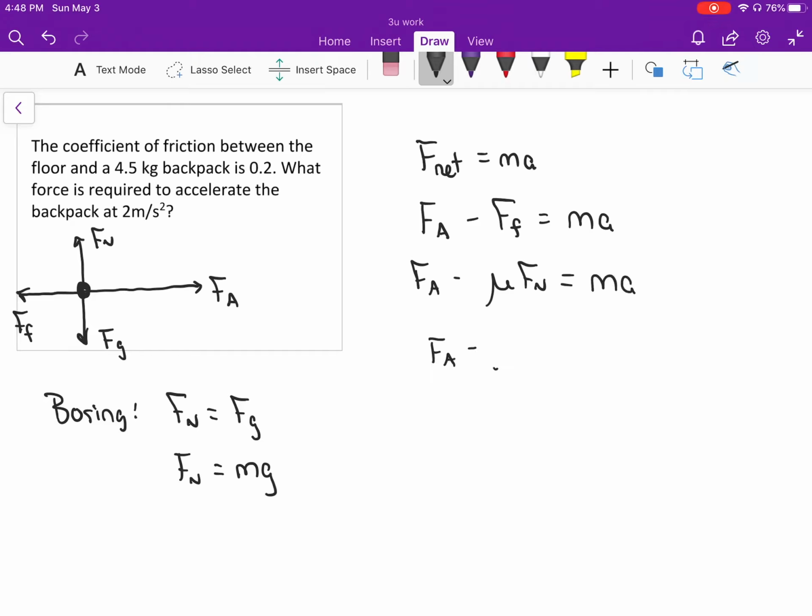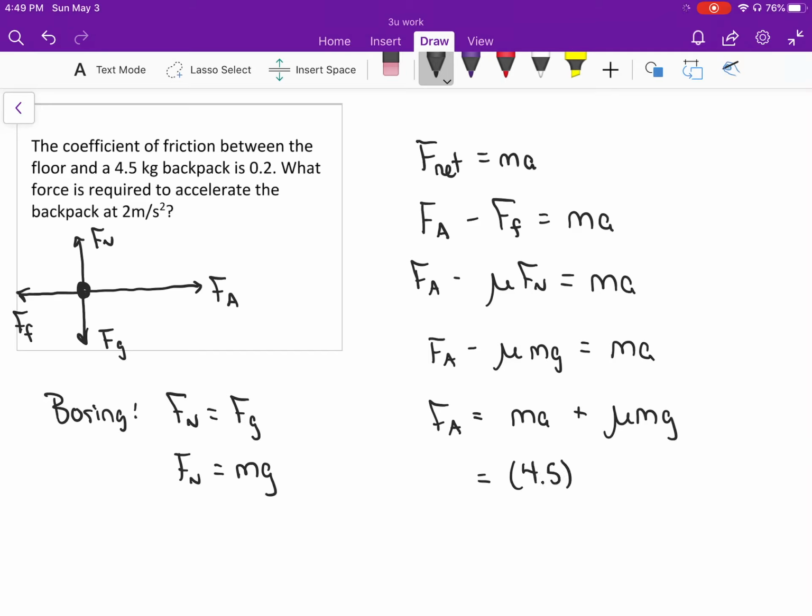Because it's a boring case, I know that Fn is the same as mg. That's equal to ma. Now I'm ready to solve it. I'll flip one thing over. If I flip the mu mg to the other side, the question asks for Fa, so now it's a matter of plugging in and cranking out, figuring out this F applied. We could common factor out an m, but we'll probably just calculate it anyway.